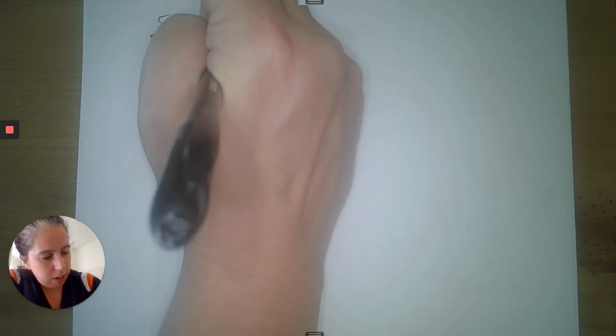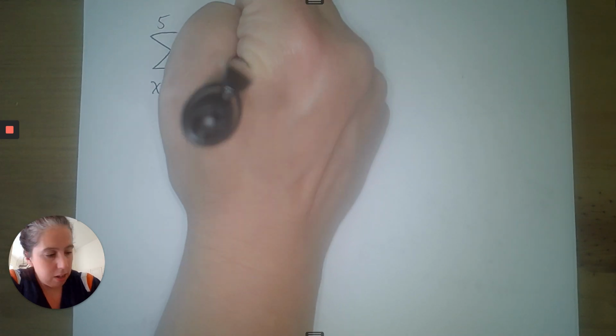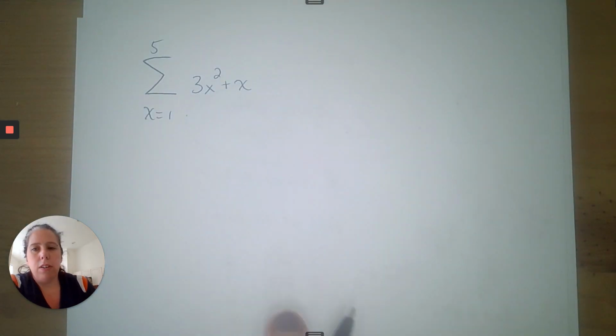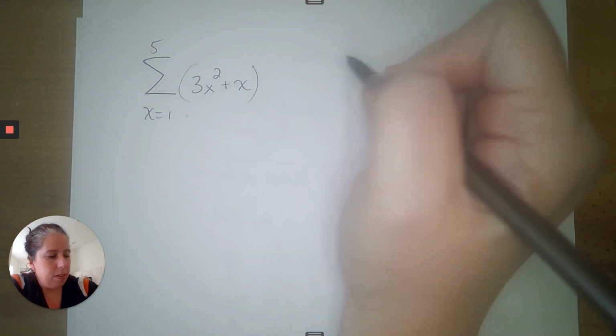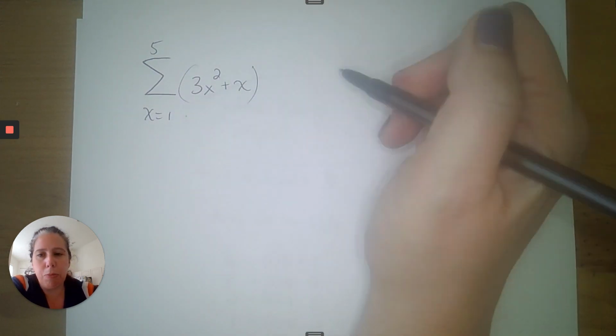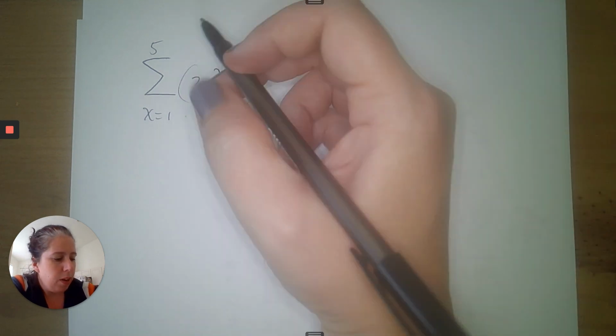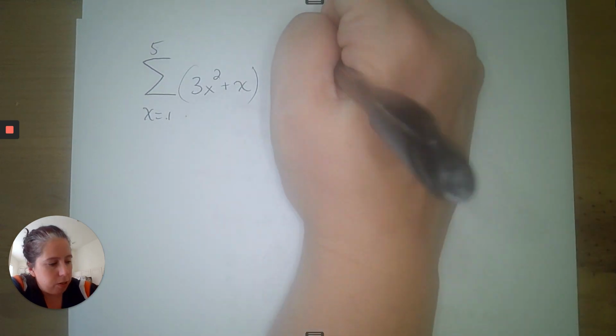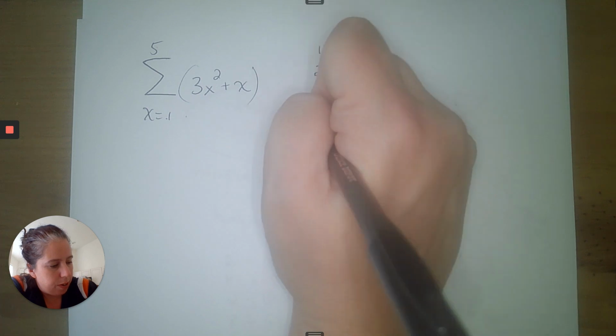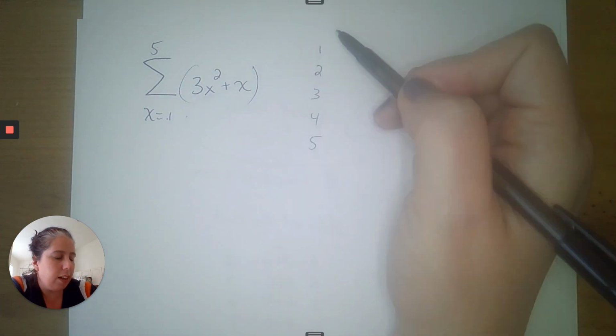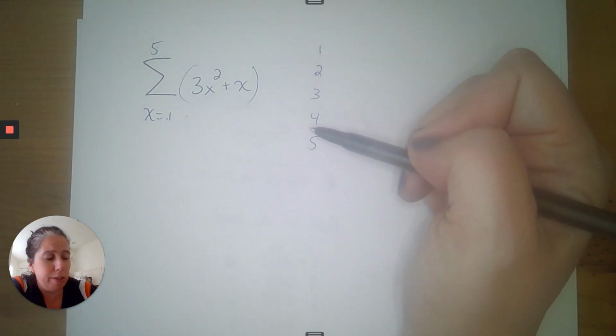So I got x equals 1 to 5 of 3x squared plus x. Okay, so I'm going to put it in parentheses. Again, it doesn't need to be in parentheses. Sometimes it will, sometimes it won't. Depends on what book you're looking at. Okay, so you start from 1 and go to 5, right? So I need 1, 2, 3, 4, and 5. Okay, I like to do this just so I know when I'm done or how close I am.